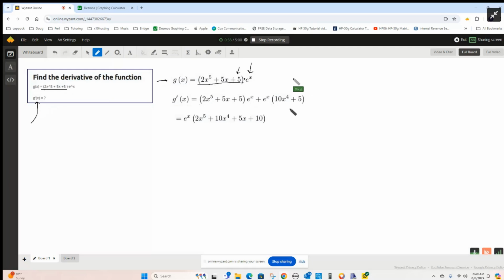Now, you could leave it like that, or you could realize that each of these terms has an e to the x factor. So we could factor out the e to the x, and then we've got these terms remaining inside the parentheses, and we can actually combine the two constants of 5 to 10. So there's the derivative right there.